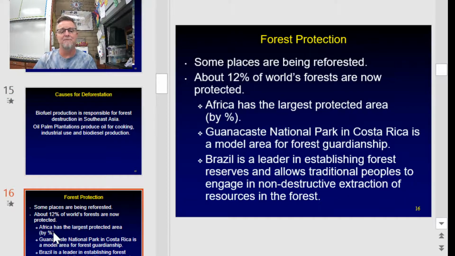So that brings us to forest protection. Some places are actually being protected and reforested, as we've talked about in past videos. About 12% of the world's forests are now protected. 12%. Africa has the largest protected area by percentage because Africa's huge, okay? Guanacaste National Park in Costa Rica is kind of like a model area for forest guardianship.